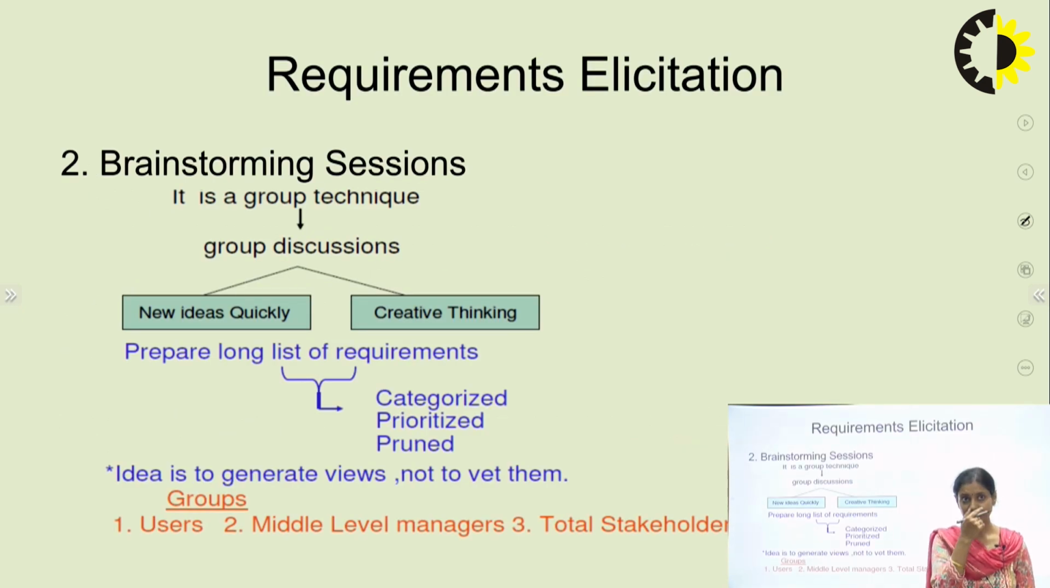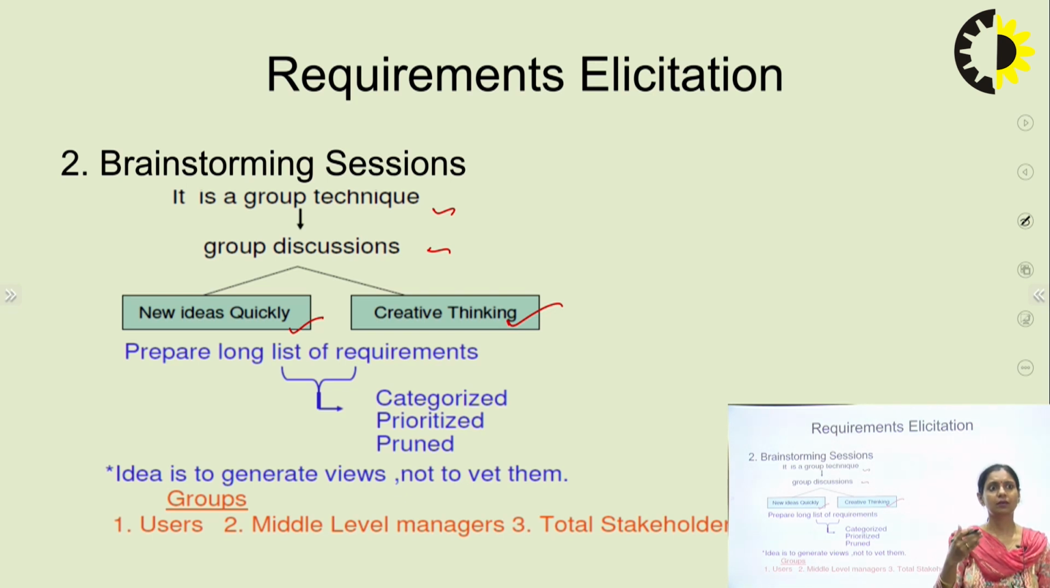The second method that we have is a brainstorm session. A brainstorming session is where we have a group of people sitting together, then coming up with innovative ideas. So, it is a group technique wherein group discussions are done. The two things that are there is, new ideas come quickly because there are many people coming up with different ideas, and this leads to innovation or creative thinking.